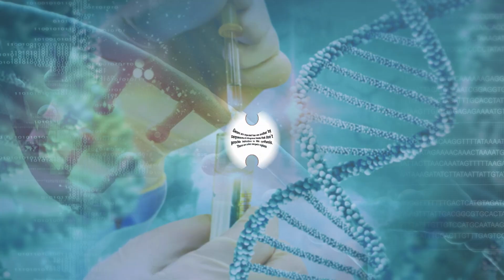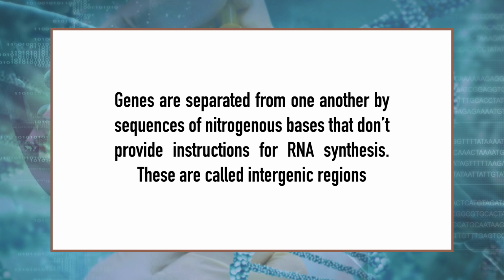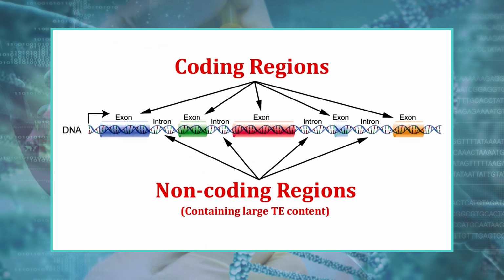Although genes get most of the credit for what DNA does, they make up only about 1% of human DNA. Genes are separated from one another by sequences of nitrogenous bases that don't provide instructions for RNA synthesis. These are called intergenic regions. Even within genes, there are regions of non-coding DNA called introns.